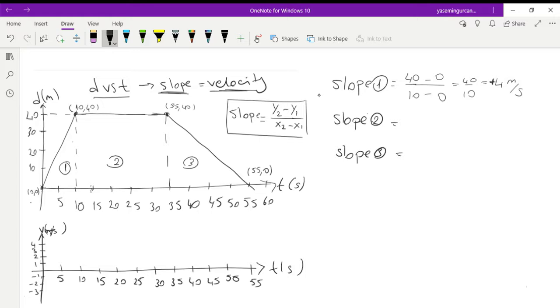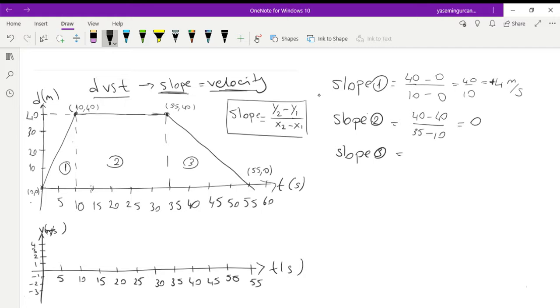Slope 2 is going to use these two data points, from 10, 40 until 35, 40. So y2 is 40, y1 is still 40, and x2 is 35, x1 is 10. It's going to be 0 divided by a number, so it's 0, which makes sense because if you look at the graph, it stays at the point where the object is 40 meters away from the origin. Origin is where the motion started. Then it spends 25 seconds just standing there. So this part is completely stationary, therefore it doesn't move, and it doesn't have any velocity.